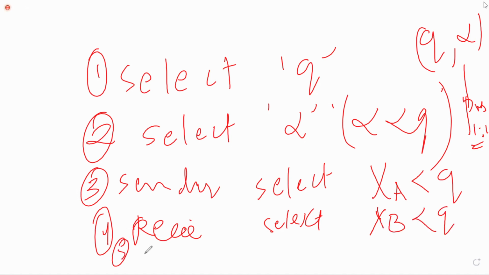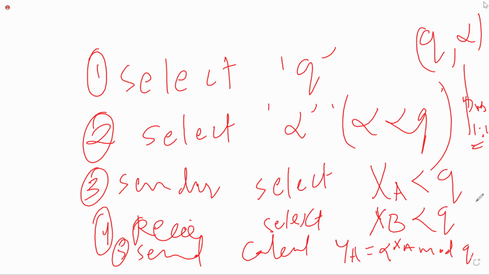The fifth step is that the sender has to calculate YA, where YA is alpha to the power XA mod Q. Here Q is the prime number, alpha is the primitive root, and XA is the private key of the sender. Coming to the sixth step, the receiver has to calculate the public key, that is YB equals alpha to the power XB mod Q.